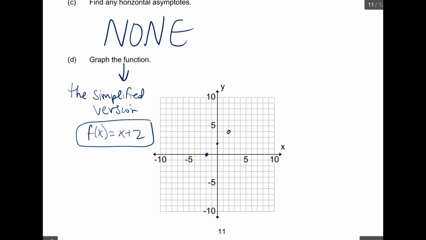The slope? Slope's 1. Slope 1, over 1, up 1, over 1, up 1, over 1. The m, which is the slope, is 1. This is putting everything together that we learned this year. We have the b, which is the y-intercept, and that's at 2.